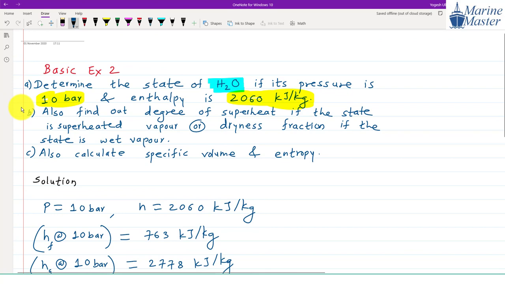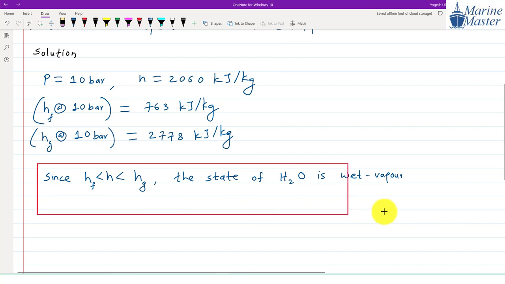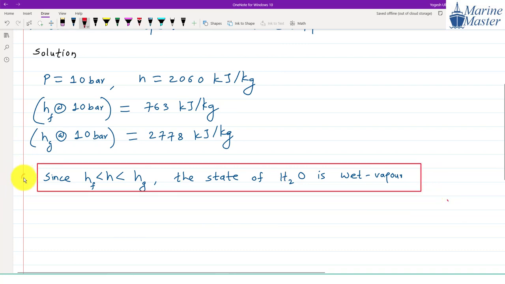In the A part, what are they asking us? They are asking the state of the H2O if its pressure is 10 bar. So before going further, this is our A part answer. Let me box it. This is our answer of the A part, guys. Before going further, please everyone write down this discussion.